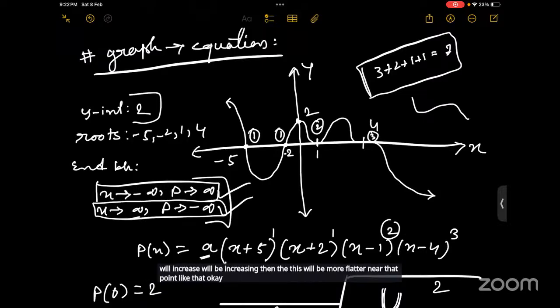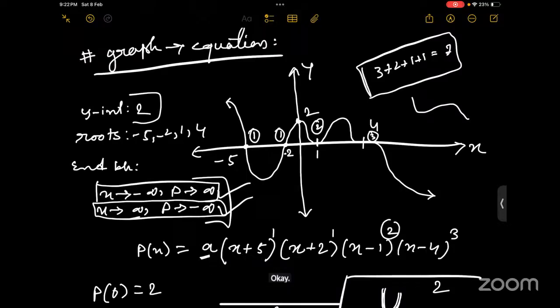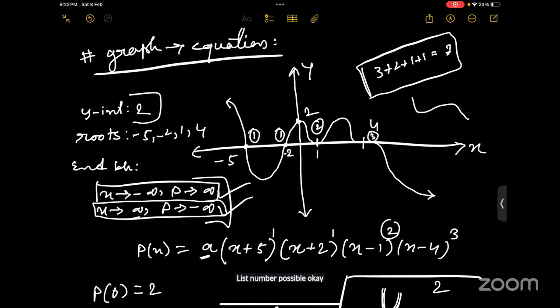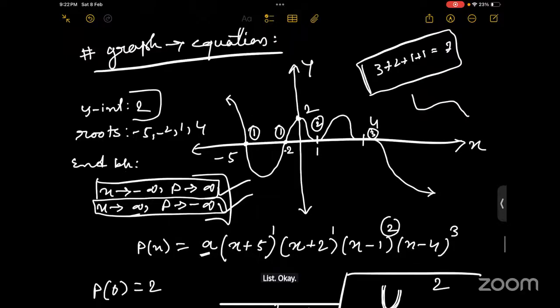So whenever you are asked this type of question, that means you have a graph and you have to calculate the least degree. So you have to take the least number possible. You can take any odd degree, but in order to avoid the ambiguity, we will take the least one. That means we're just trying to get the approximate thing. Any other doubt?